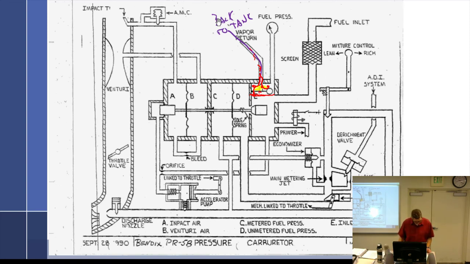We good? Let me see. Used to eliminate fuel vapors caused by fuel pump heat and pressure drops across the poppet valve. Vapor vent: small orifice that sends fuel along with any vapors back to the tank.